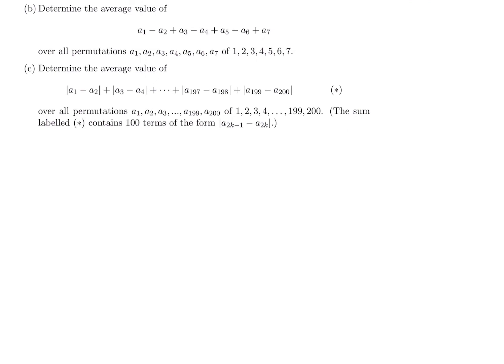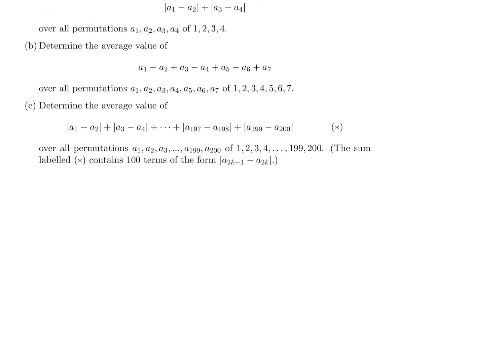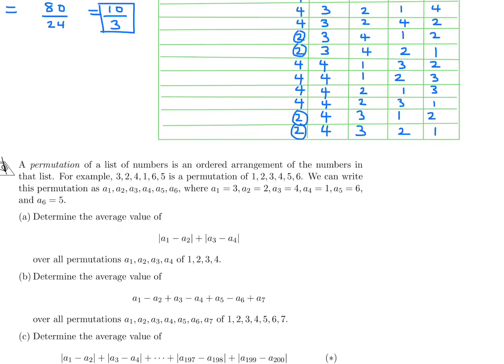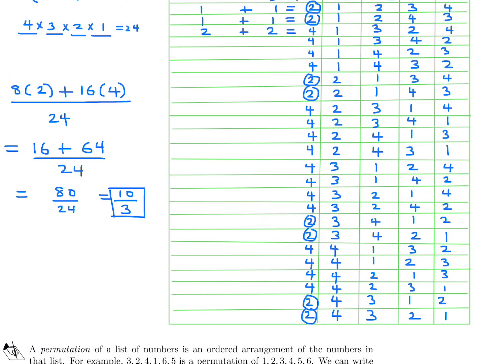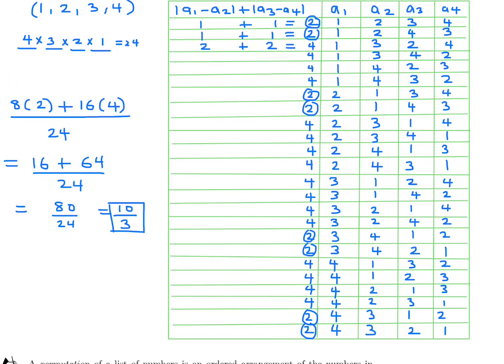Part B. Determine the value of A1 minus A2 plus A3 minus A4 plus A5 minus A6 plus A7 over all permutations of 1, 2, 3, 4, 5, 6, 7. Well, Part A usually leads into Part B. So that's why Part A is important to understand fully.